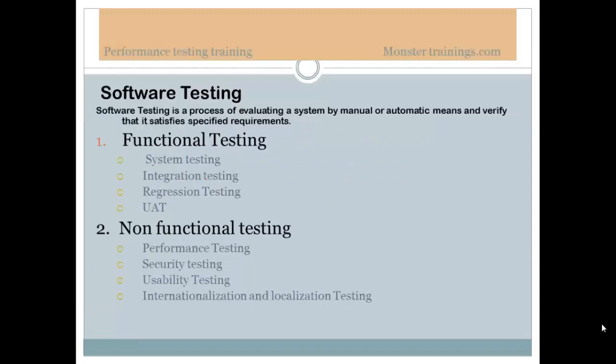So what is basically performance testing, or what is basically software testing? Software testing is a process of evaluating a system by manual or automatic means and verifying that it satisfies specified requirements. Basically, software testing is categorized into two parts: one is functional testing, the other is non-functional testing. In functional testing, we cover system testing, integration testing, regression testing, UAT. In non-functional testing, we cover performance testing, security testing, usability testing, and internationalization and localization testing.